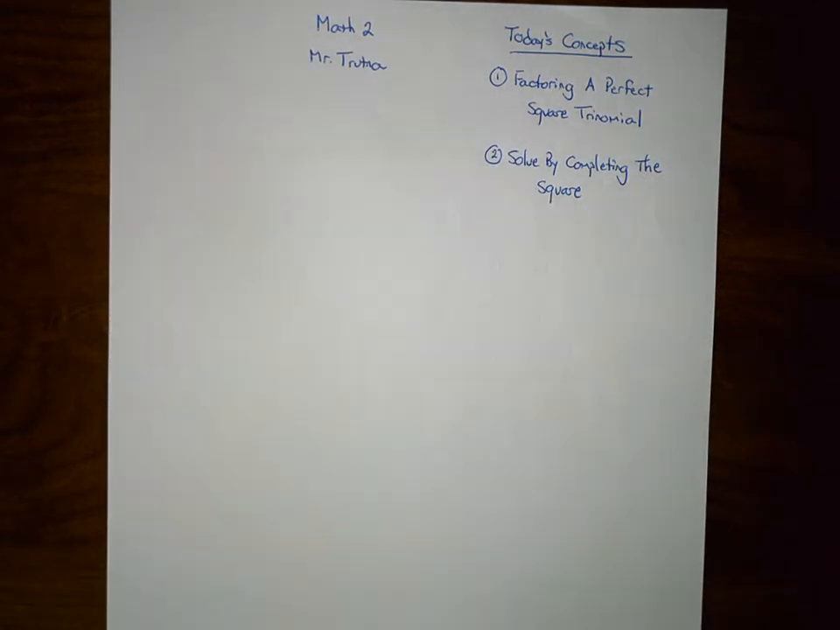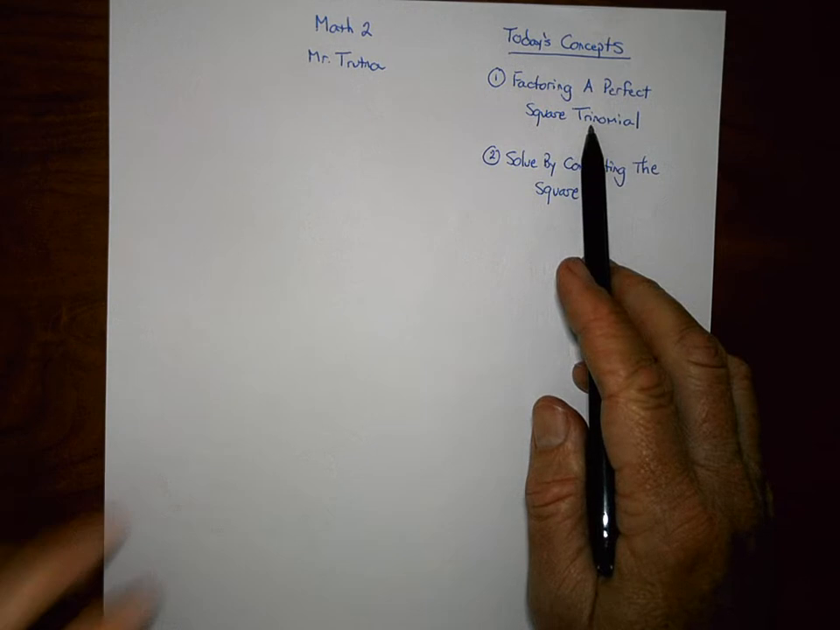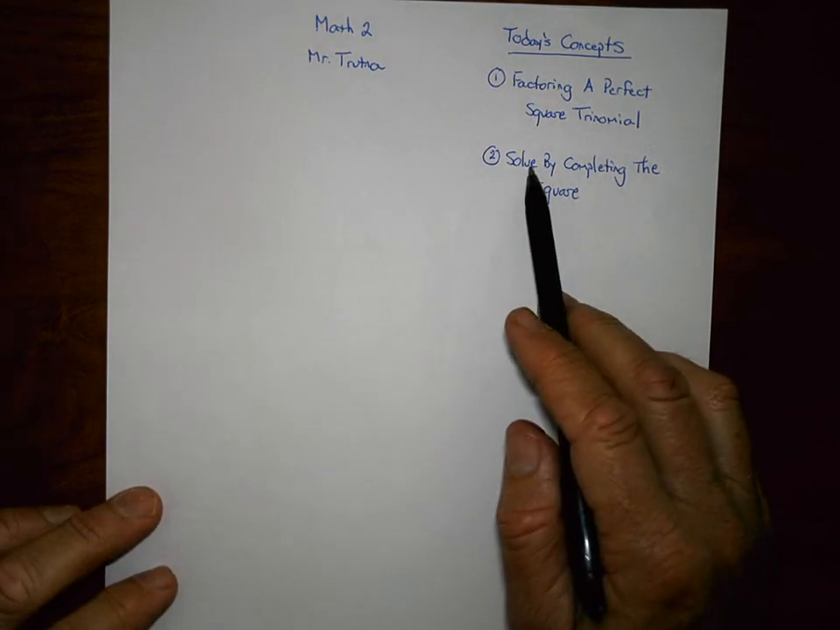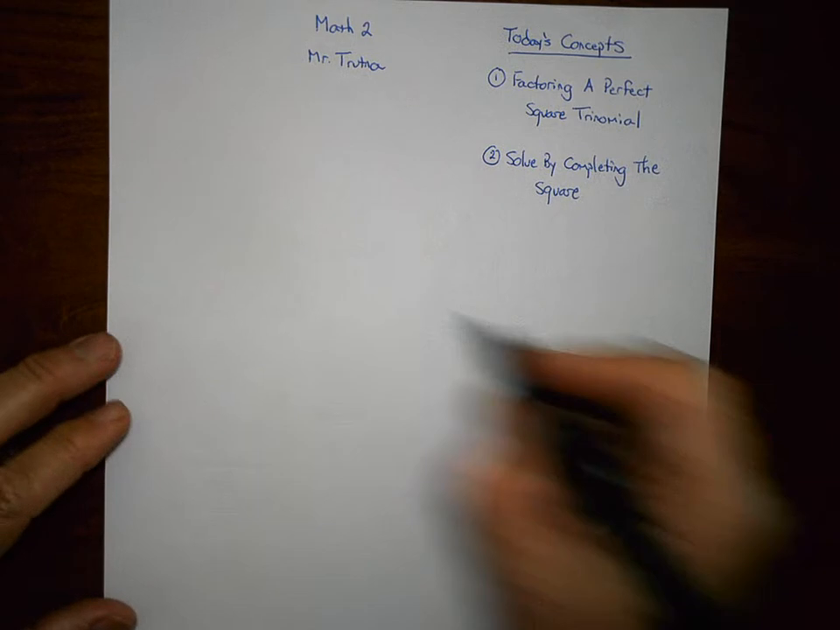All right, we got Mr. Trutna here. Today, this is what we're going over, two concepts. We're going to be going over how to factor a perfect square trinomial, and then we're going to be going over how to solve an equation by a process of completing the square.